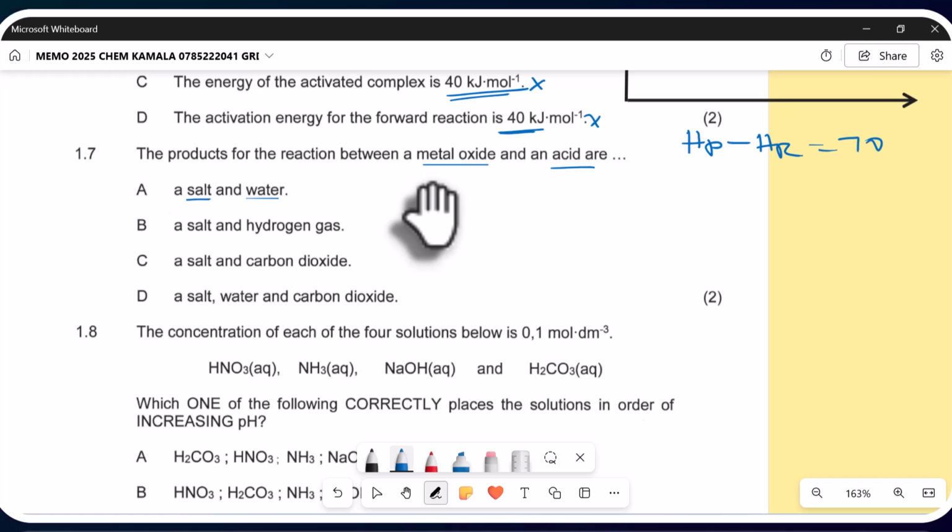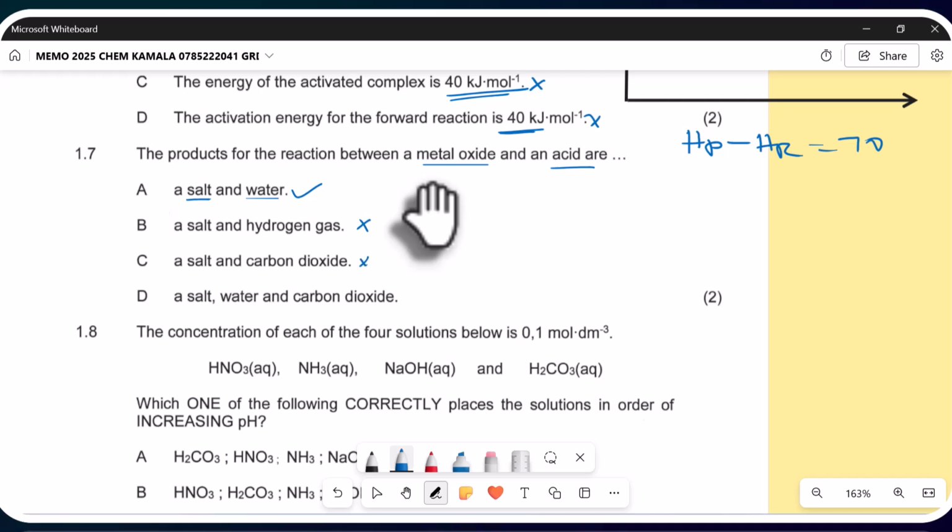To get a salt and hydrogen gas is when we react water with a metal. And to get a salt and carbon dioxide, you must have a carbonate somewhere reacting with the acid, but there's no metal carbonate here. That's not correct. They say salt, water, and carbon dioxide here, but there's no metal carbonate, so the best answer is going to be A. Hope we are together.